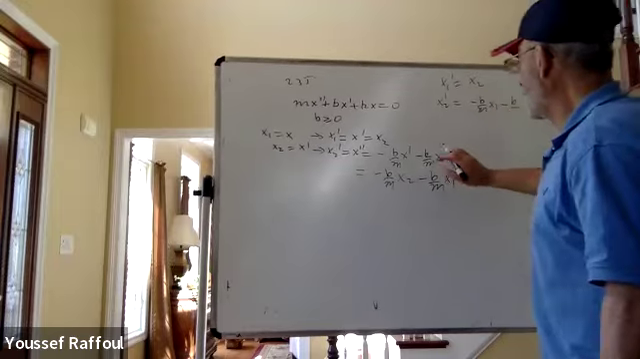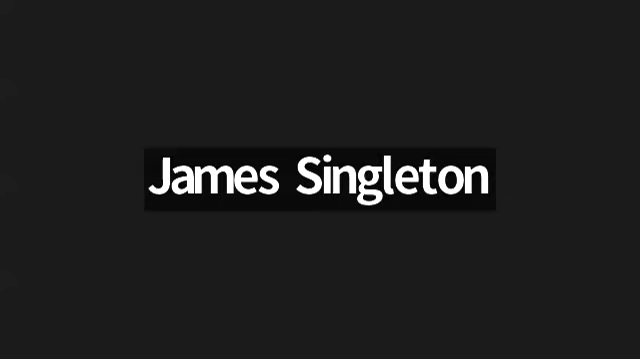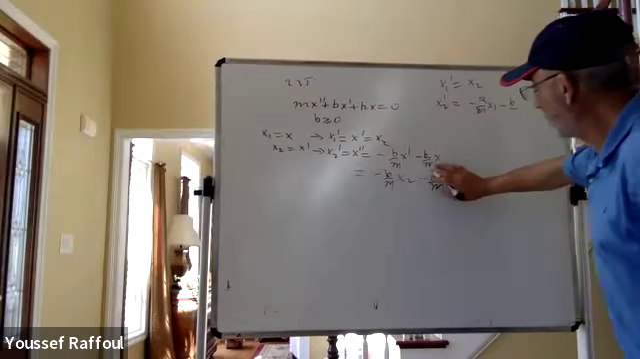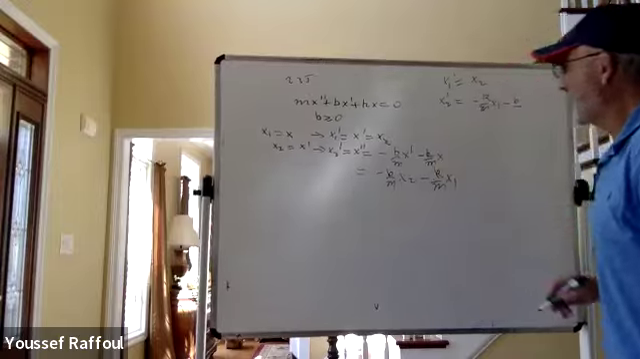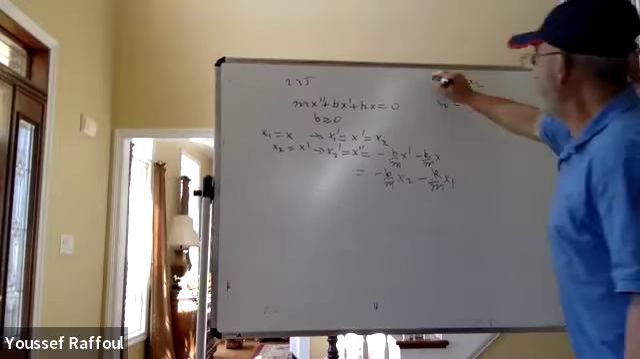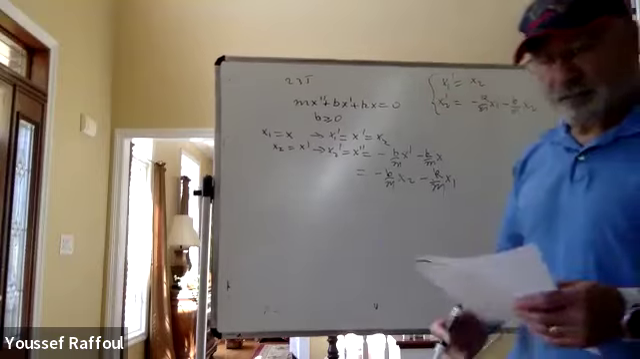So we have the system x1 prime equal x2 and x2 prime equal minus k over m x1 and minus b over m x2, right? Okay.